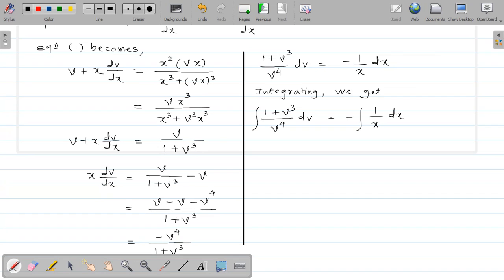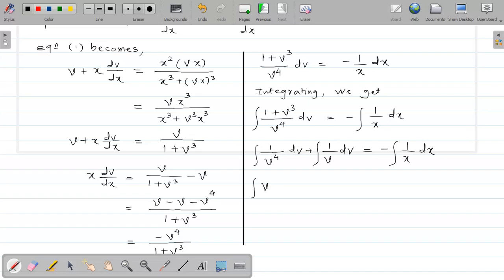Now how will you integrate this? So let us see. Here it is 1 plus v cube upon v raised to 4. If you take the separate denominator, then I will write here it is 1 upon v raised to 4 dv plus v cube upon v raised to 4 means 1 upon v dv is equal to minus of integration 1 upon x dx. After separating the denominator of the LHS, now it will be ready for the integration.